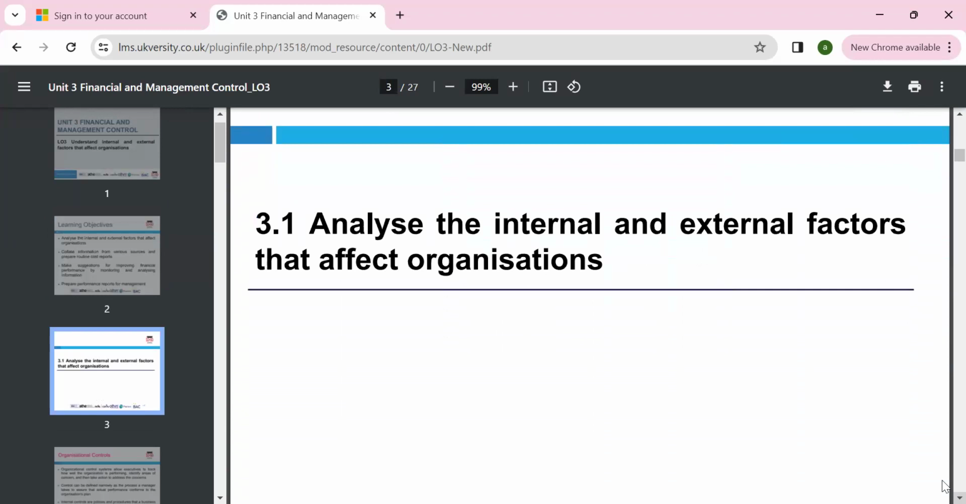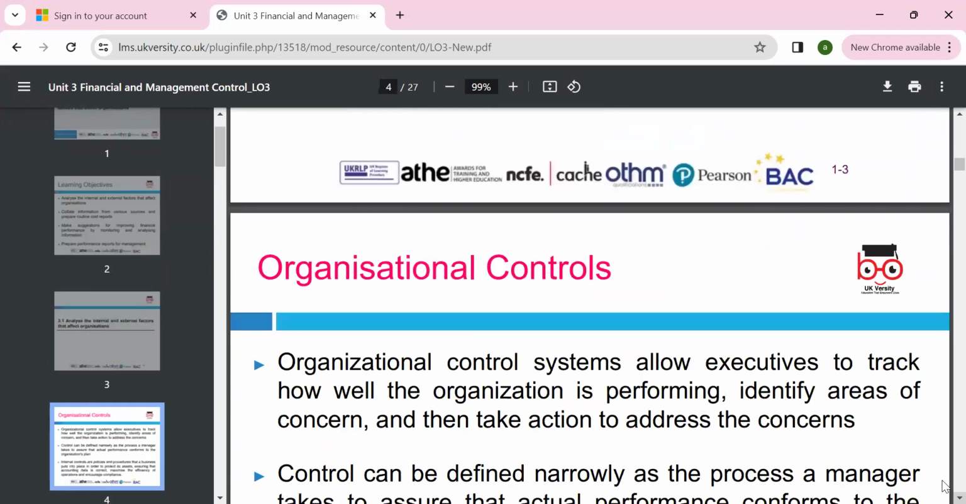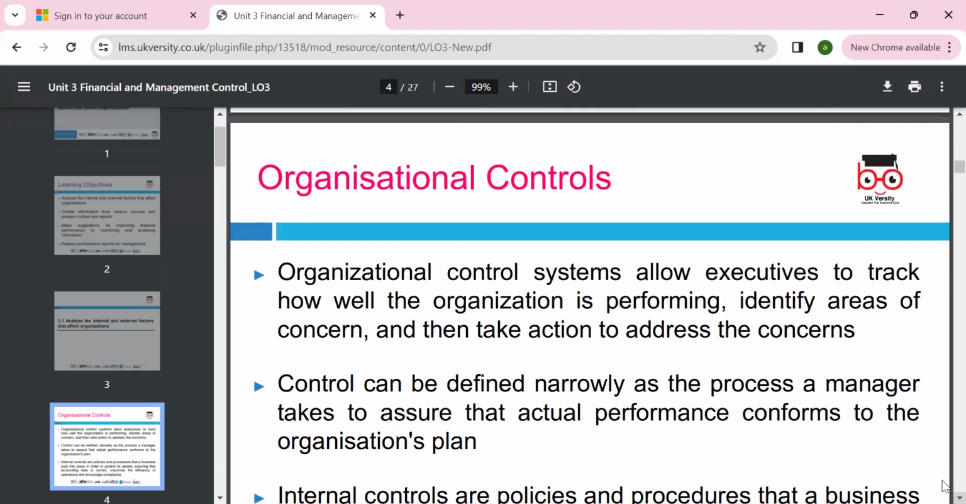So today's lesson, 3.1, is analyzing internal and external factors, which cause organization control. Control allows the executive to track how well the organization is performing, identify the areas of concern, and then take action to address the concern. Control can be defined narrowly as the process by which managers assess the actual performance against the organization's plan.